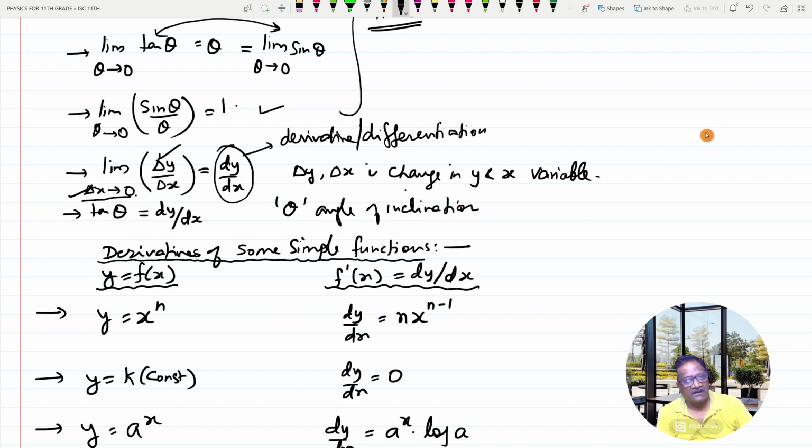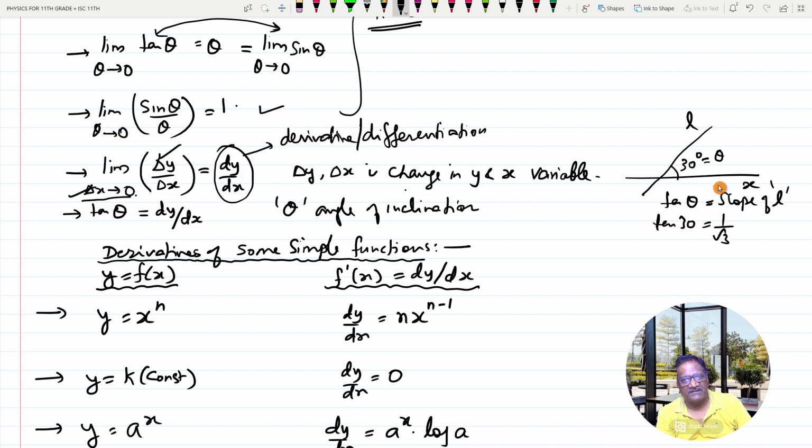Now if you have a line, and with the x-axis, suppose this is the x-axis, suppose the inclination is 30 degrees, then this 30 degrees you have to take as theta, and tan of this 30 degrees is nothing but the slope of this line. Tan theta means tan of 30, and tan of 30 means 1 by root 3. The slope of this line is 1 by root 3. Now this tan theta gives you the slope, and dy by dx also gives you the slope.